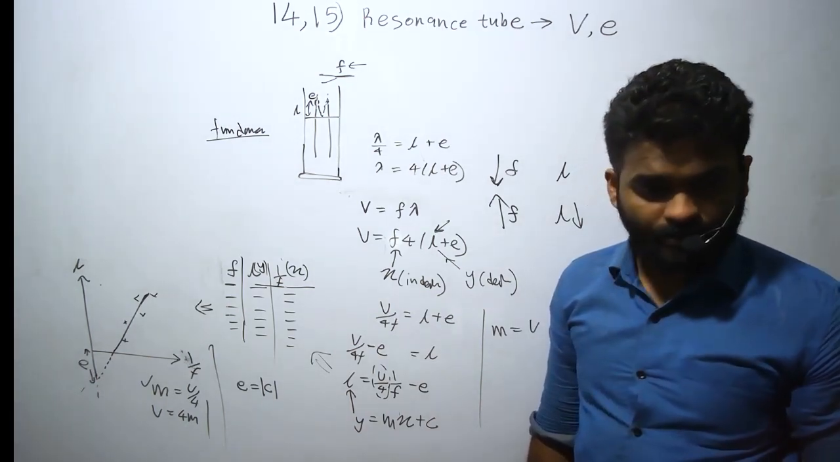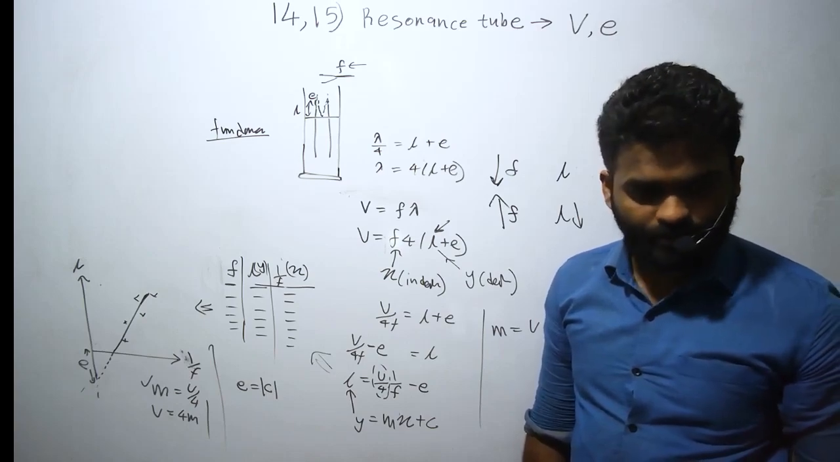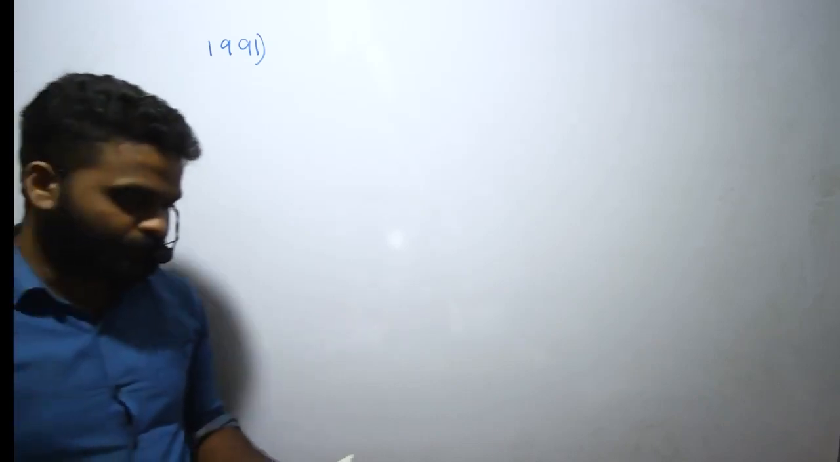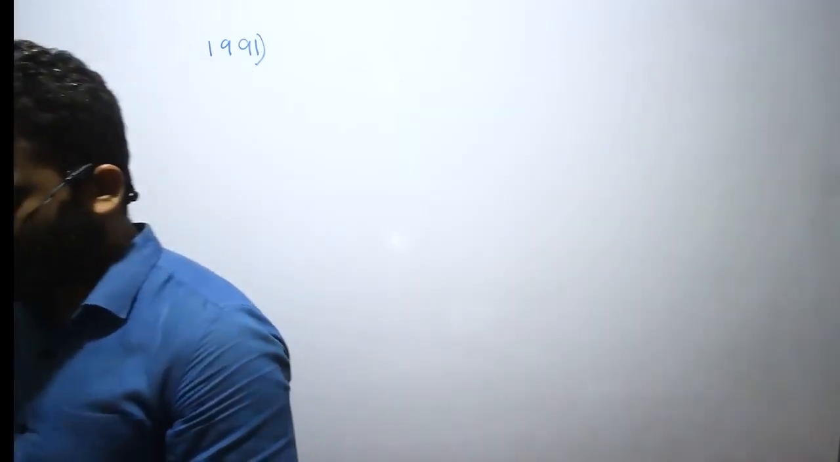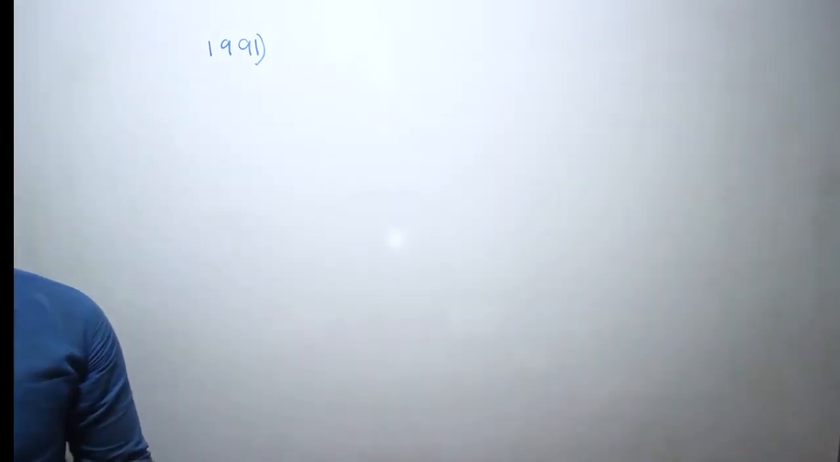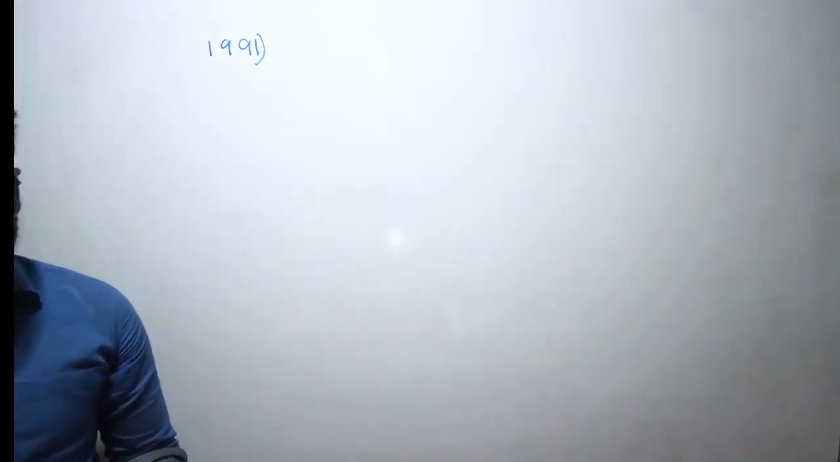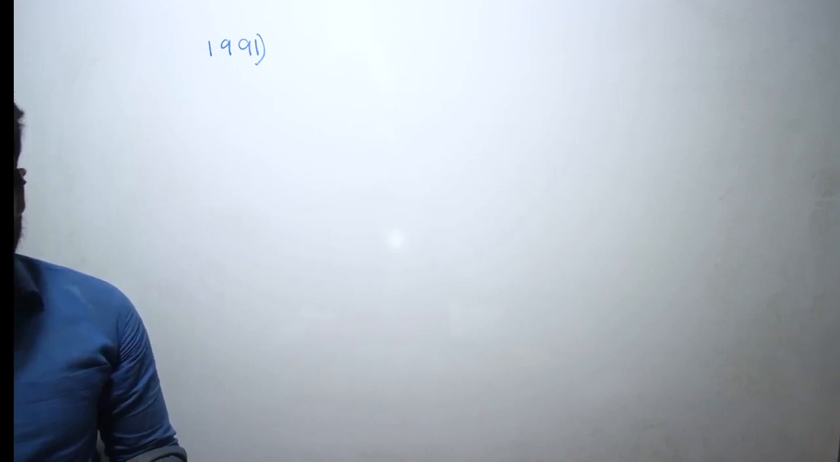Try the first question. That is 1991, right? 1991 question. So an experimental setup used in the laboratory to determine the speed of sound in air by resonating air columns is shown in the figure. Briefly describe the procedure that you would adopt to obtain the fundamental note of vibration of the air column with this setup.